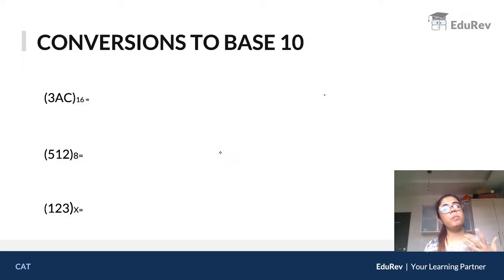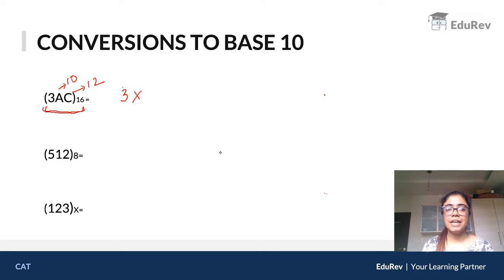Now let's look at a few more examples wherein we have to convert to the base 10. This is 3AC to the base 16. Your base is 16, that means it's a hexadecimal number. Like we saw earlier, A represents the value 10. C represents the value 12. A and C are not defined in the decimal system, so you have to convert A to 10 and C to 12. It's a 3-digit number. So what will I do?